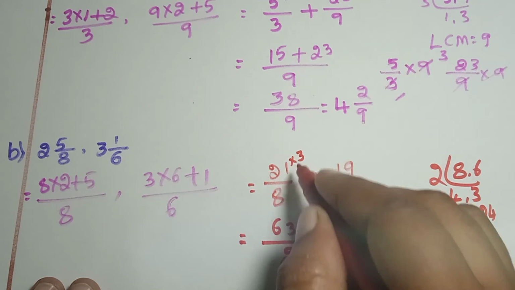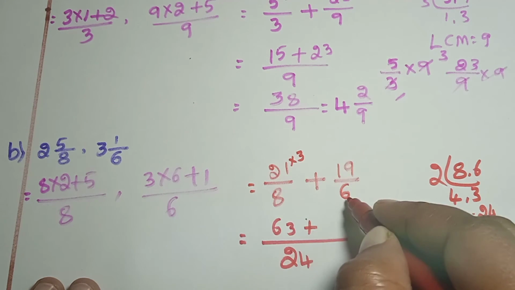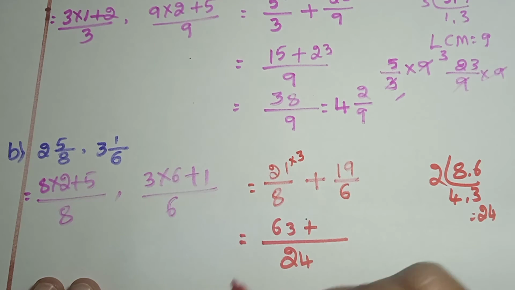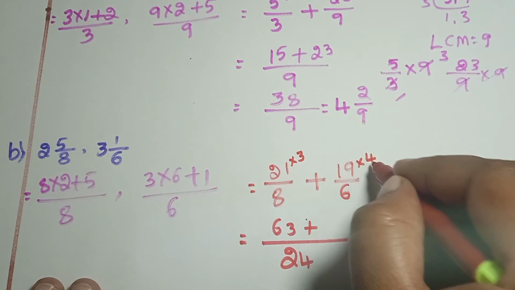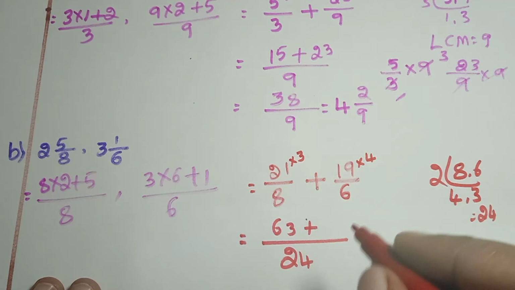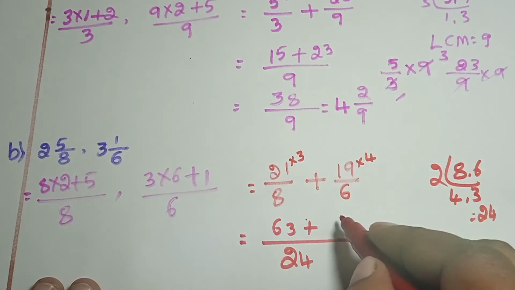63. 3 ones are 3. 3 twos are 6. Okay, children, 6 how much the 24 now? 6 fours are 24. You should multiply with 4. Okay, children, what is the answer now?